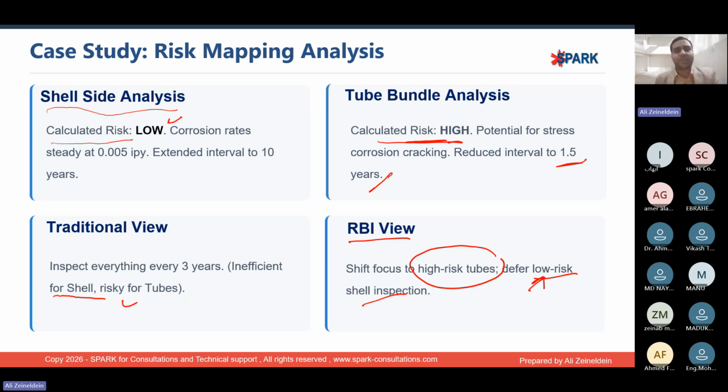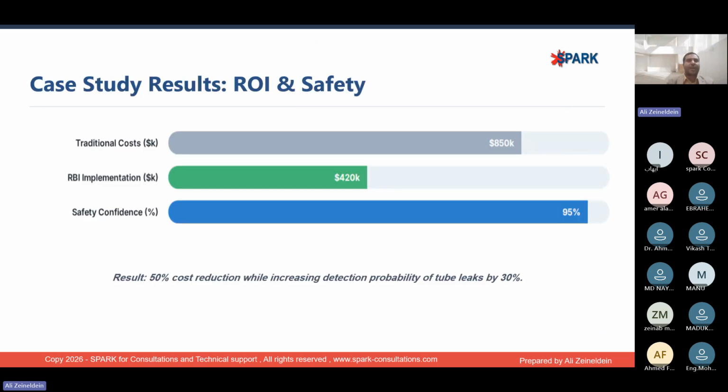So in this case study, we can also see that the traditional cost is very high. Then applying risk-based inspection, RBI, it became approximately half. Safety confidence is around 100%, specifically achieving 95%. So the result is half the cost, or 50% cost reduction, while increasing detection probability of the tube leak by 30%.